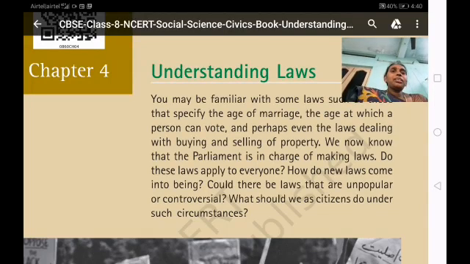Good morning, children. Today I am going to start Political Life, Chapter 4, Understanding Laws. So, it is the new lesson from Political Life.